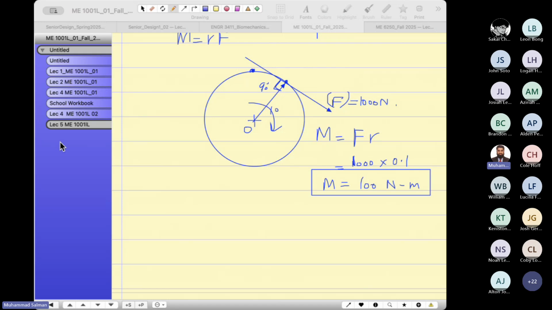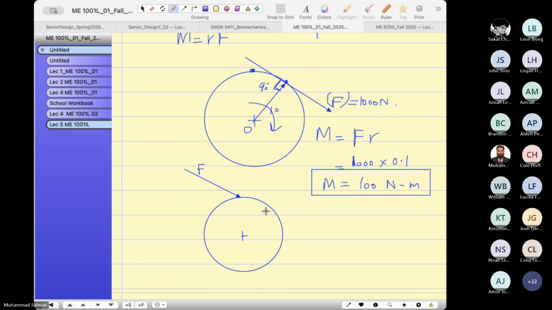How am I going to solve this for components? The way I'm going to solve this for components, suppose you have a gear here, and this is the point, and the force is acting like this. This is my applied force on this gear.